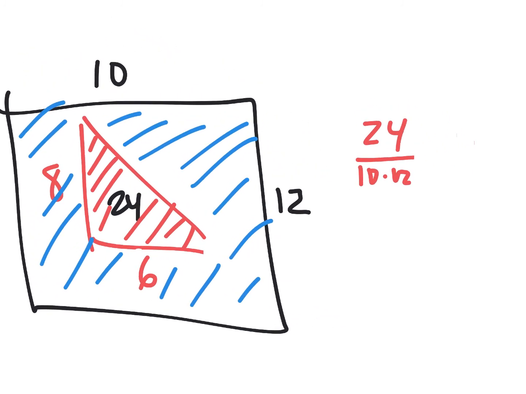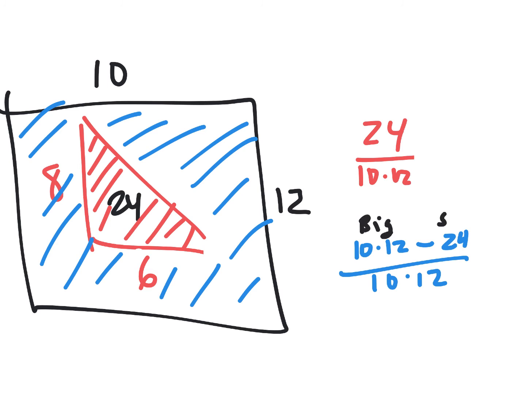Then you'd take the bigger area, 10 times 12, subtract the 24, and that gets you the blue area. That's what you want, over what was possible? 10 times 12. This was the bigger area minus the small, all over the big area. That's the hardest kind there, where they shade around the shape.